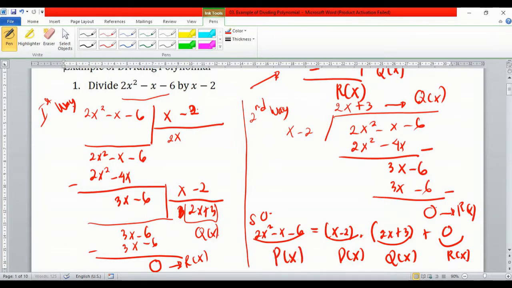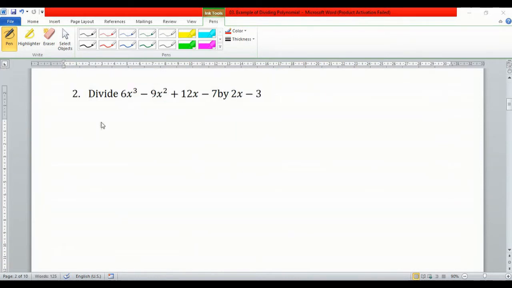So I hope you understand. For the next example, I will use just the second way. Without further ado, let's jump to the next example. Number 2, divide 6x power 3 minus 9x squared plus 12x minus 7 by 2x minus 3. Here, actually, you can use the first way or second way, but for me it's easier to use the second way.